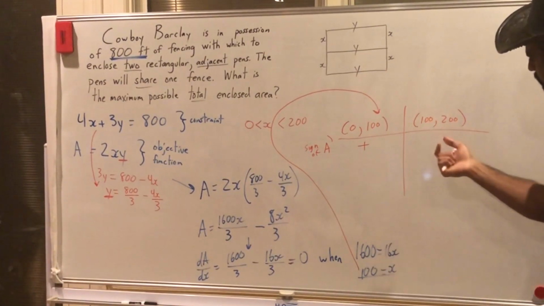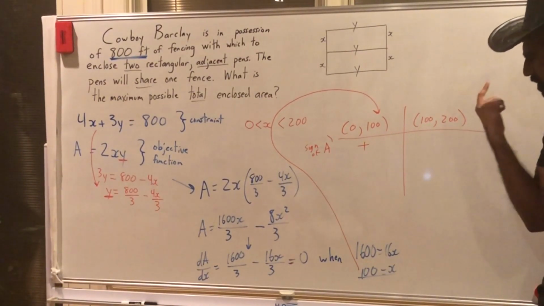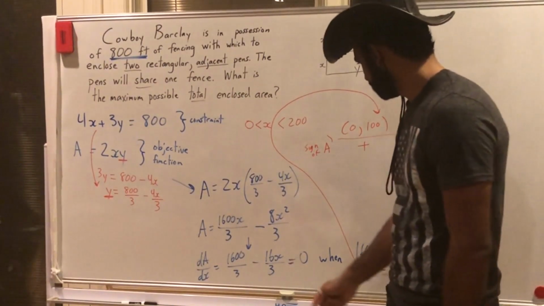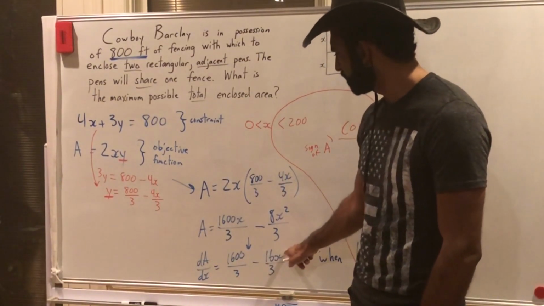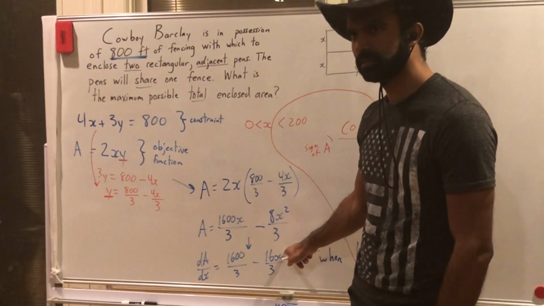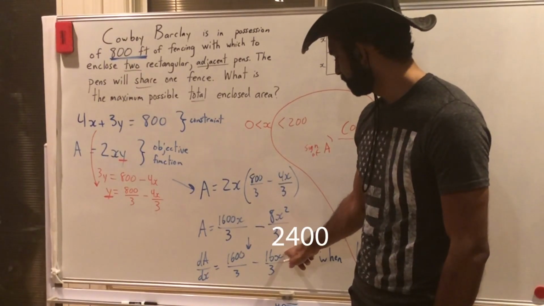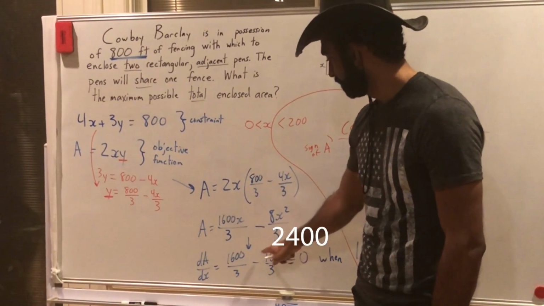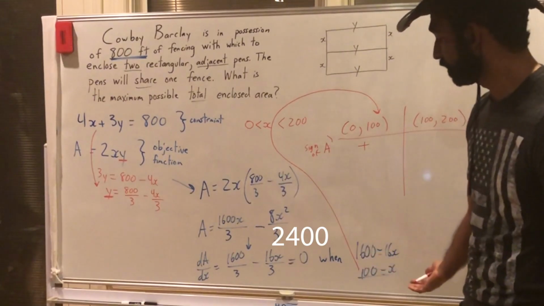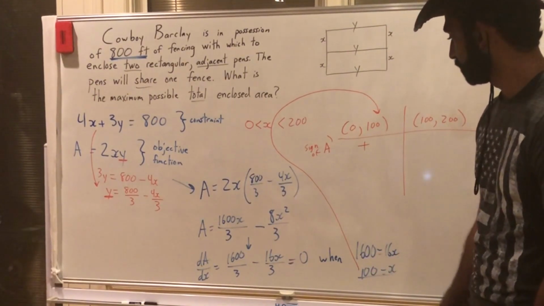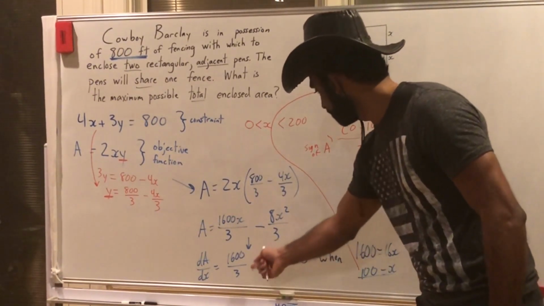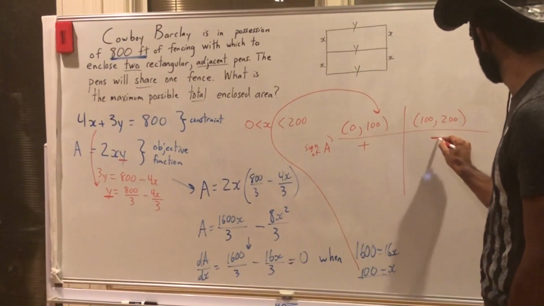Take a number from in here, let's say 150. 16 times 150 is how much? It's a number bigger than 1600 for sure. So it's going to be bigger than 1600, so it's going to be negative.